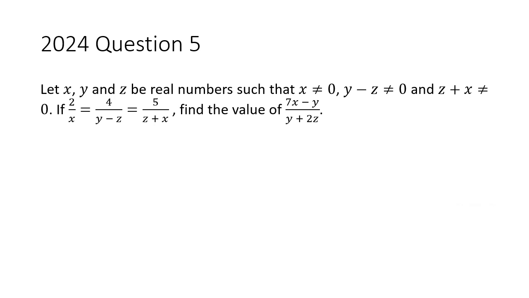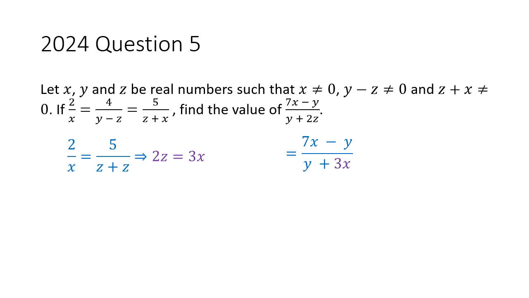Firstly, we can equate 2 over x to 5 over z plus x. By simplifying this, we realize that 2z is equal to 3x. And that allows us to simplify the expression that we want and replace the 2z with 3x. So now what we want is 7x minus y over y plus 3x.